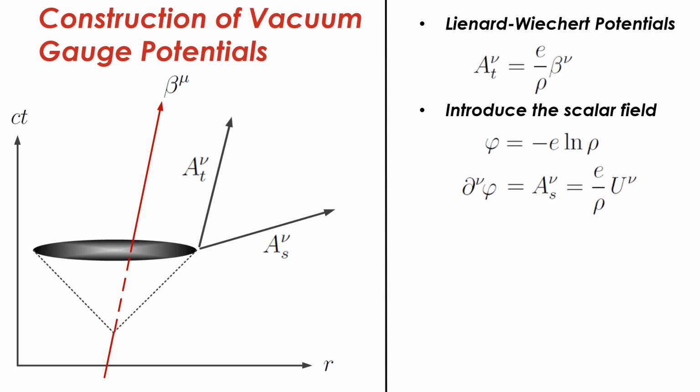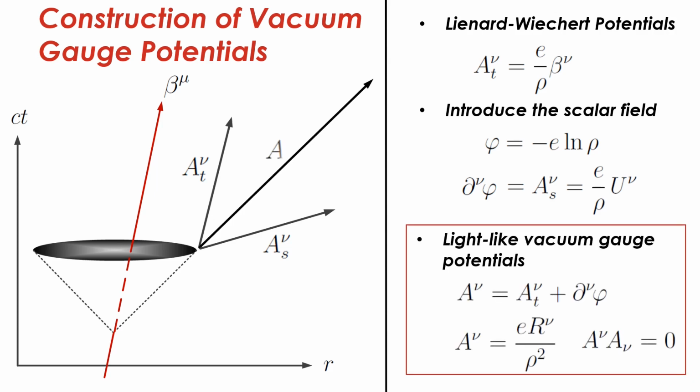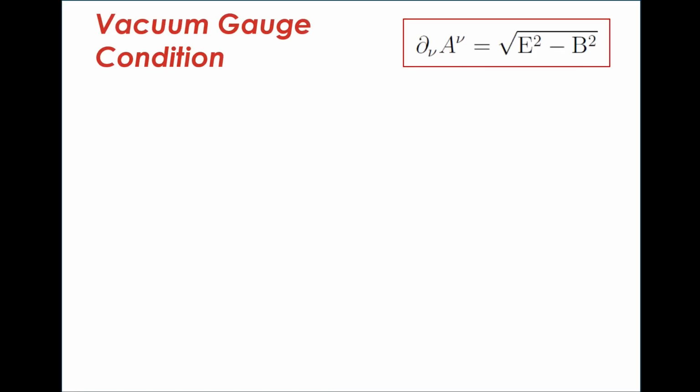The sum of the time-like Lienard-Wiechert potentials and the space-like vacuum gauge potentials then determines a new set of potentials pointing along the light cone and orthogonal to it. These are the light-like vacuum gauge potentials. Now let's talk a little bit more about the vacuum gauge condition, which is really a first-order differential equation for the potentials. But it's not necessary to solve this equation to glean some very important properties.